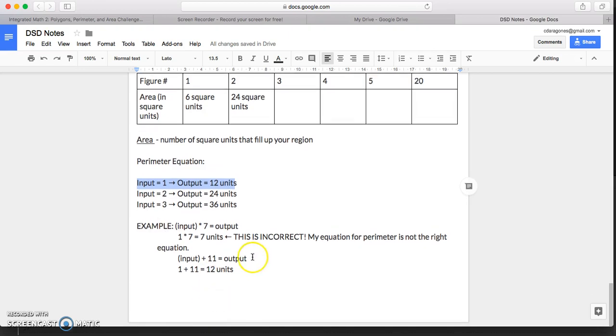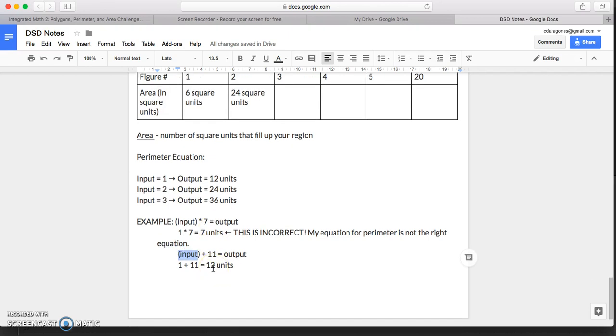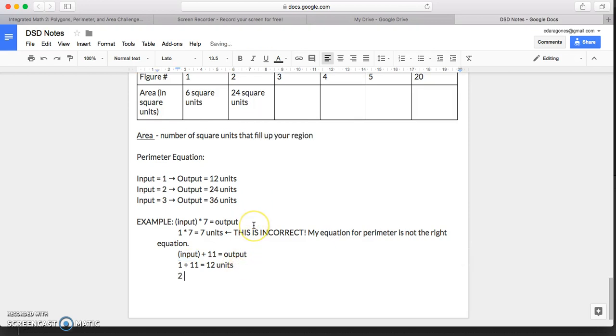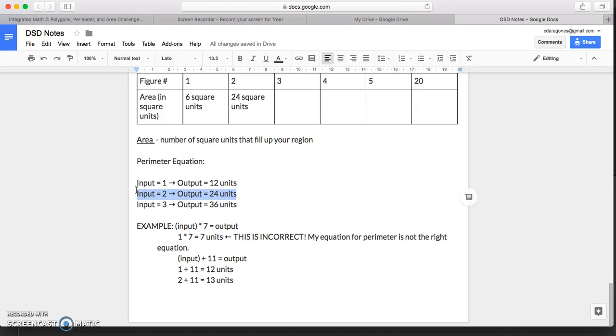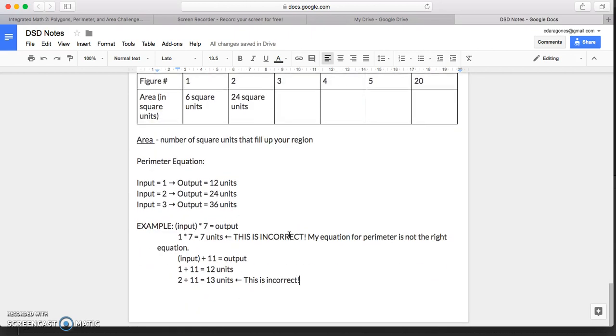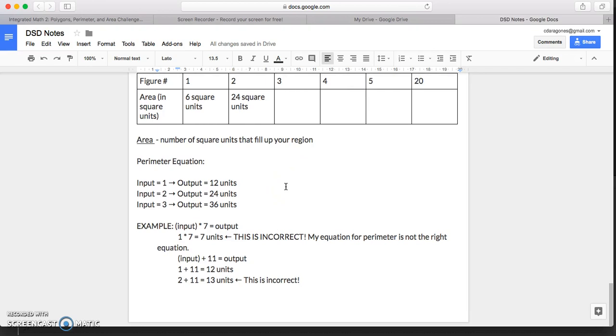Hold on though. This model should work for all of your figure numbers because your input can be anything. It could be 1, 2, 3, 4, 5, 20, 100. Whatever your input is, whatever you do to it, you should come up with an output that makes sense, the perimeter. So let's try it for an input of figure number 2. If I do 2 plus 11, I get 13 units. Unfortunately, that is not the output when my input is 2. So this is also incorrect. As you can see, I'm doing trial and error, trying to logically figure out what would be the correct model for my perimeter.